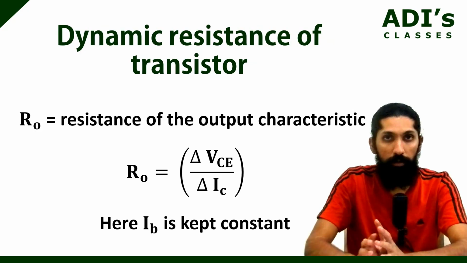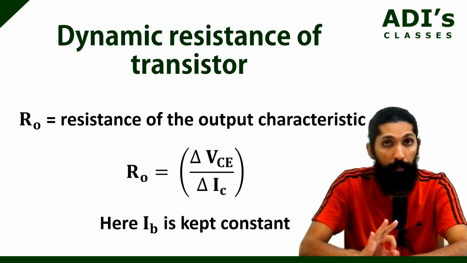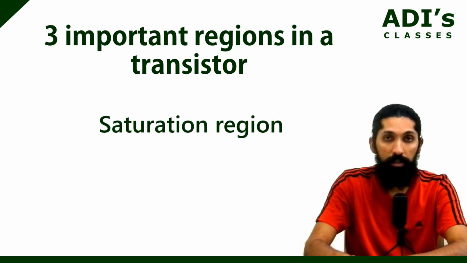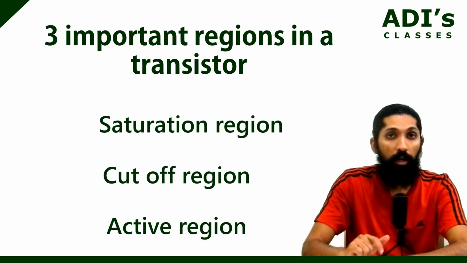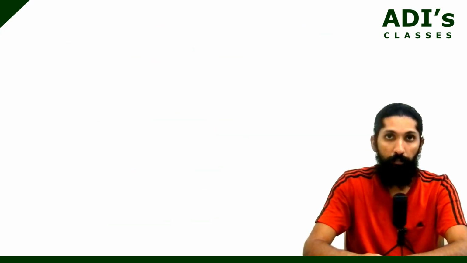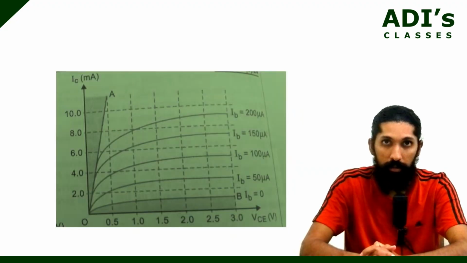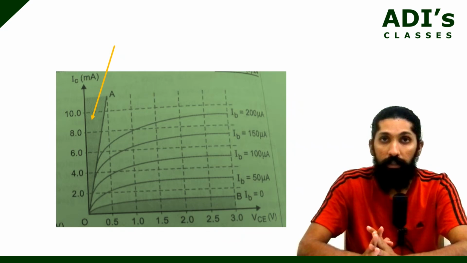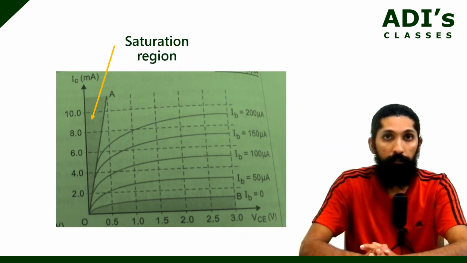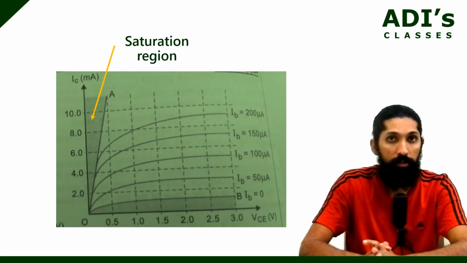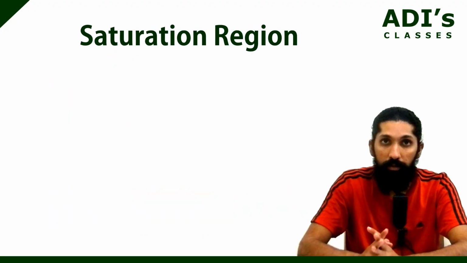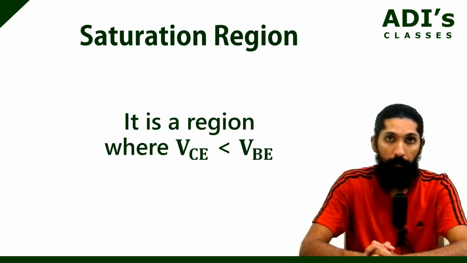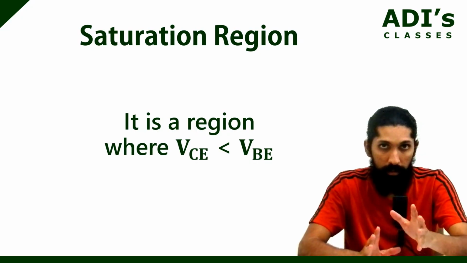Okay. Now, in a transistor, there are three important regions that you have to understand. See, those three regions are the saturation region, cutoff region, and active region. Okay, now to understand this one, again look at this particular graph. You see the left side, that OA part, the shaded part, that is what we call the saturation region. See, in this saturation region, VCE is less than VBE. Okay, that's why this region is called the saturation region.